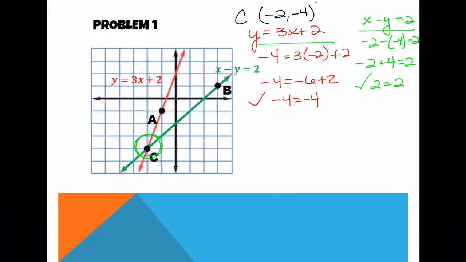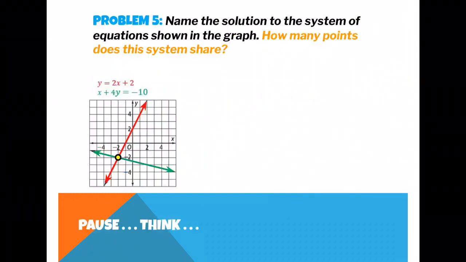So will this always be the case when we have a system of equations? Will we always have a solution? Let's take a look at some other examples.